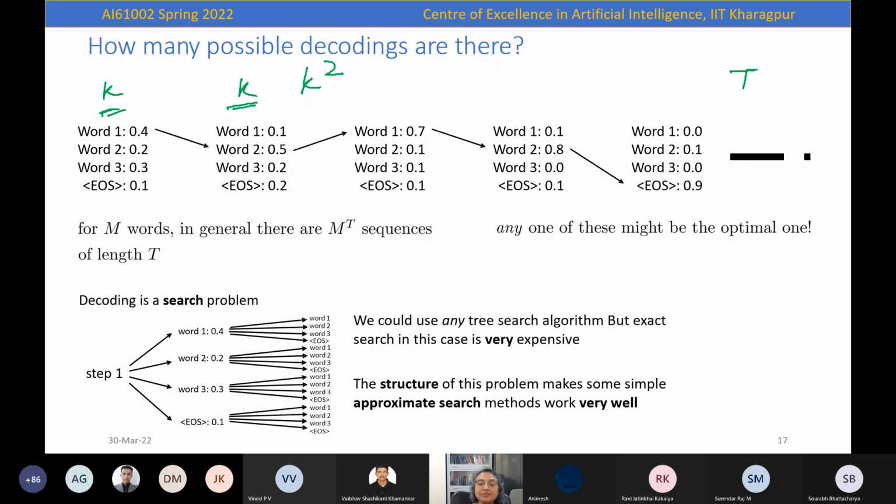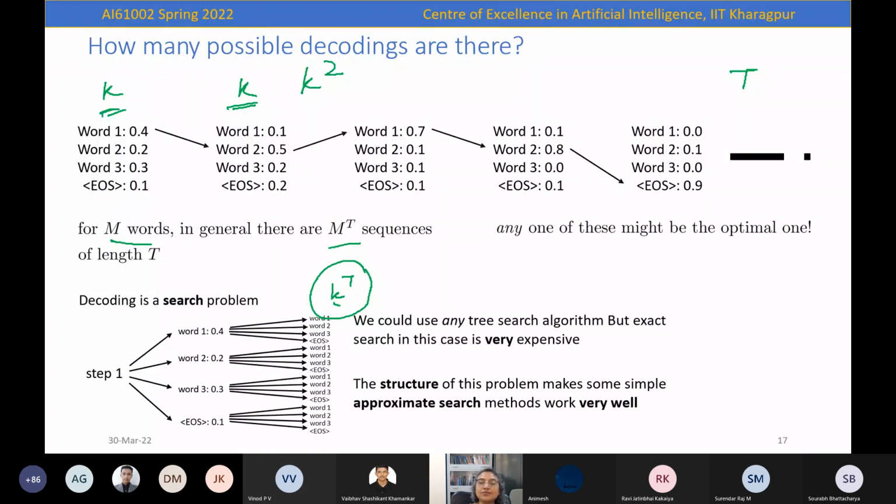If we did not have a beam size, if we looked at all the sequences, the total number of sequences will become k to the power t. And if we had considered all the words m, there would have been m to the power t sequences. So we restrict the beam size to k. At every step, we only output k possible words, and still then the total number of possible sequences is k to the power t.